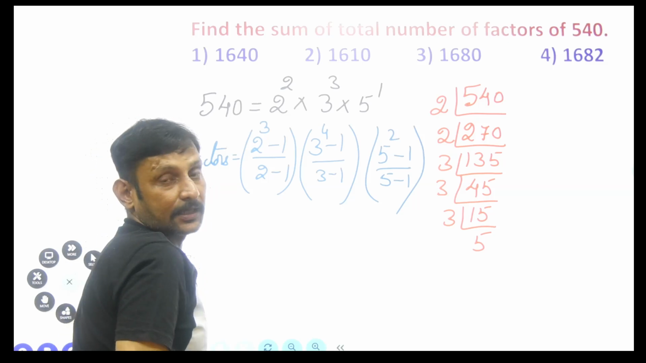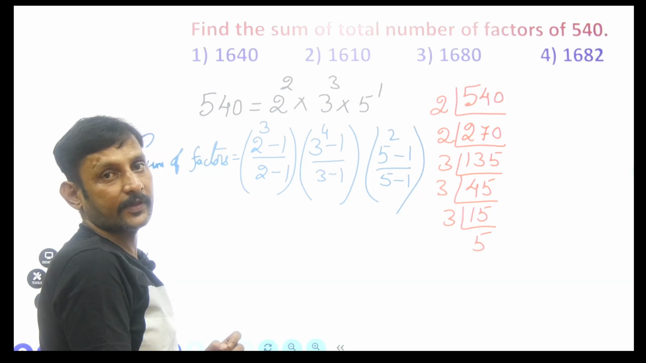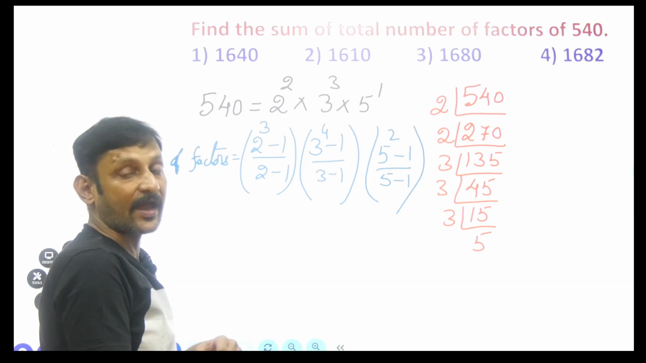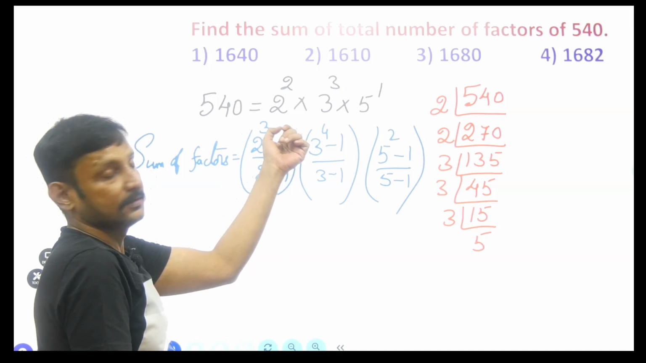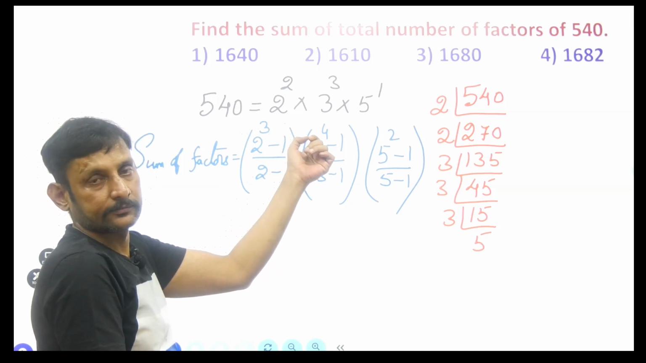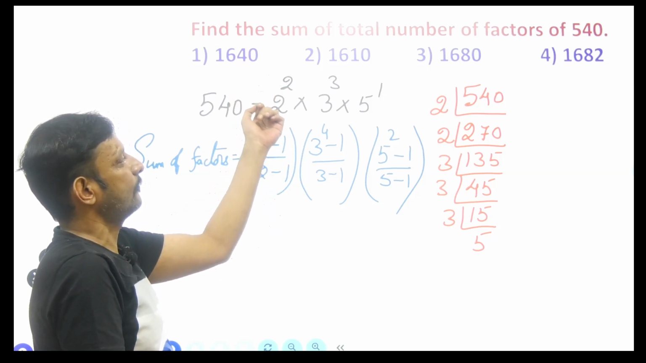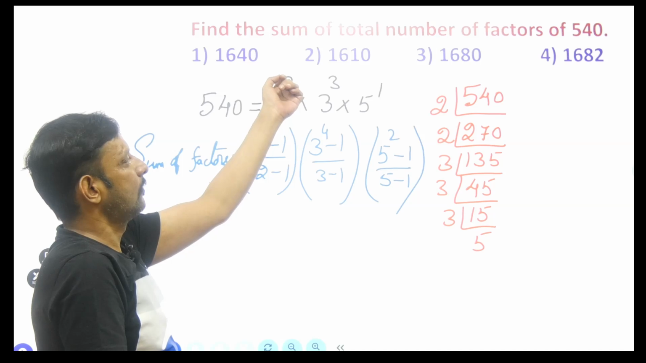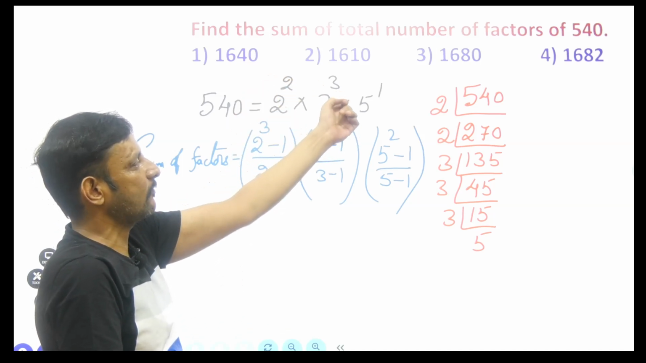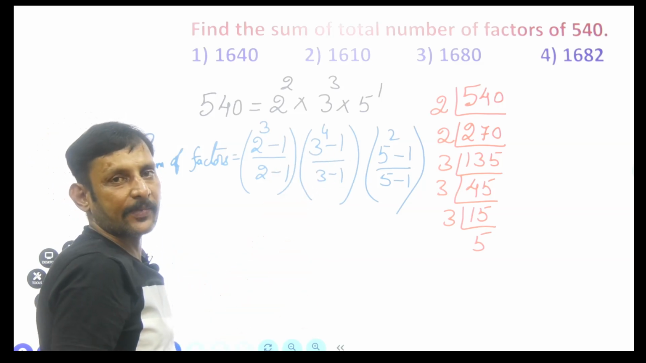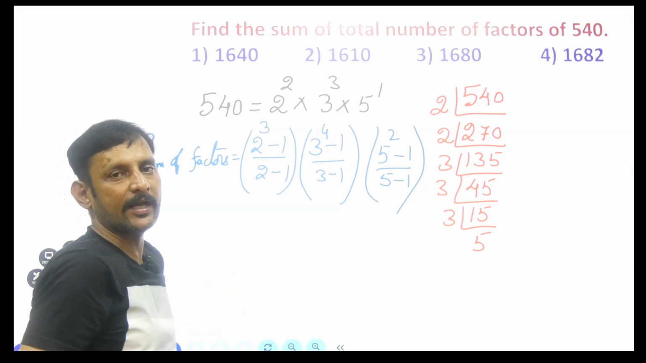Just simplify it, you'll get the answer. The concept to find the sum of the factors is, first you have to convert it to a product of prime factors and then increase each and every prime factor's power by 1. 2 square becomes 2 cube, 3 cube becomes 3 power 4, 5 power 1 becomes 5 square. Subtract 1 from it, and in the denominator, the same prime number minus 1.